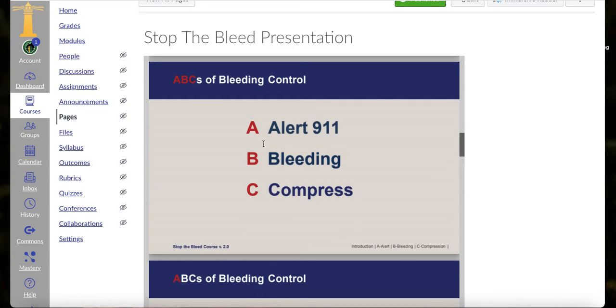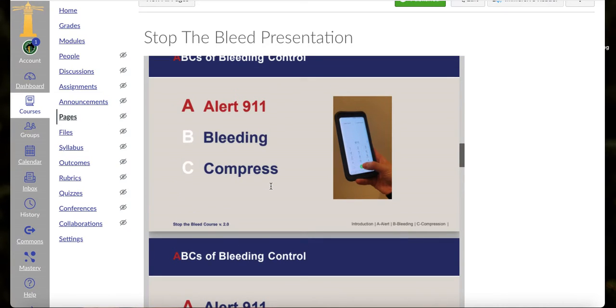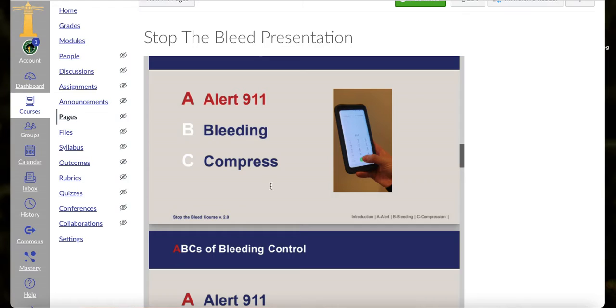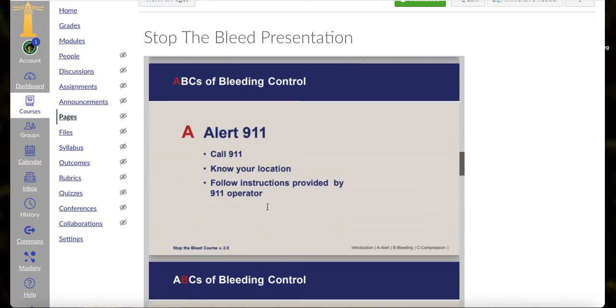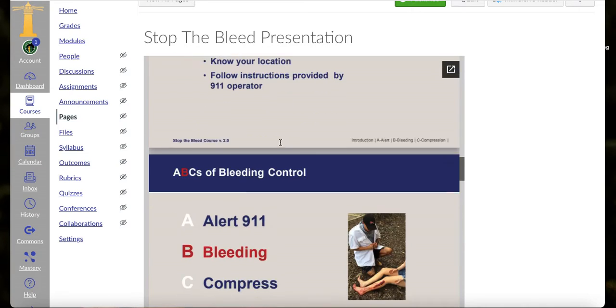So the ABCs of bleeding control: alert 911, bleeding, and compress. So alert 911, we talked about calling 911, knowing where you are, knowing your address. If you don't, you could always put on the Wi-Fi locator on your phone, but that is a setting you would have to set up because it's not standard on every cell phone. When you call 911, make sure you follow the operator's directions.